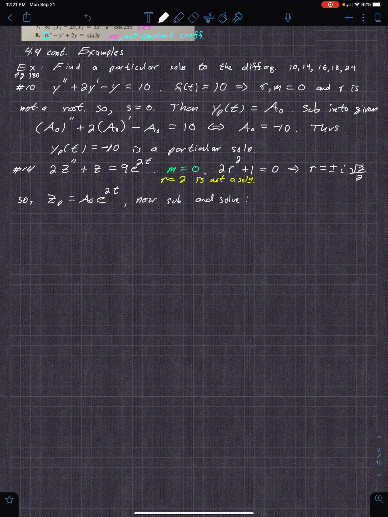Going back to the original, then, it's 2 times the second derivative of that. So with e, you just do the 2 twice, so it's 4 a naught e to the 2t, which makes it kind of nice, plus a naught e to the 2t is equal to 9 a naught e to the 2t.